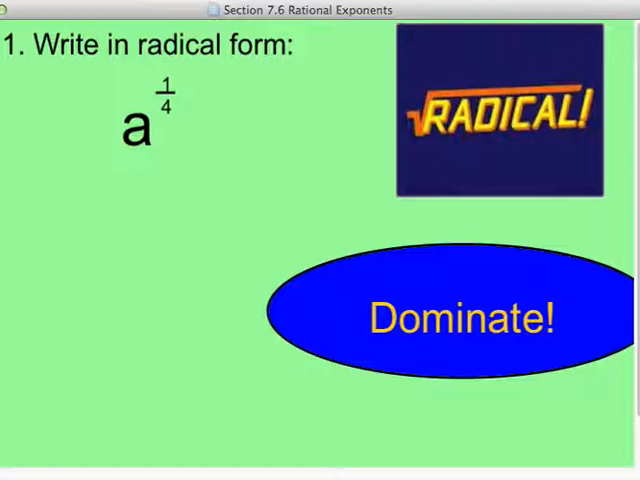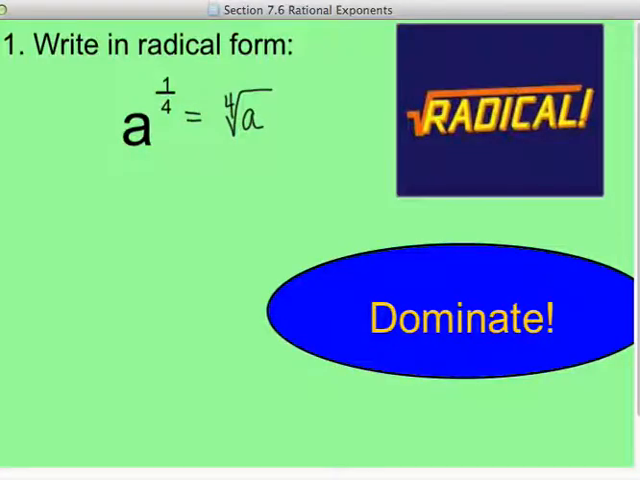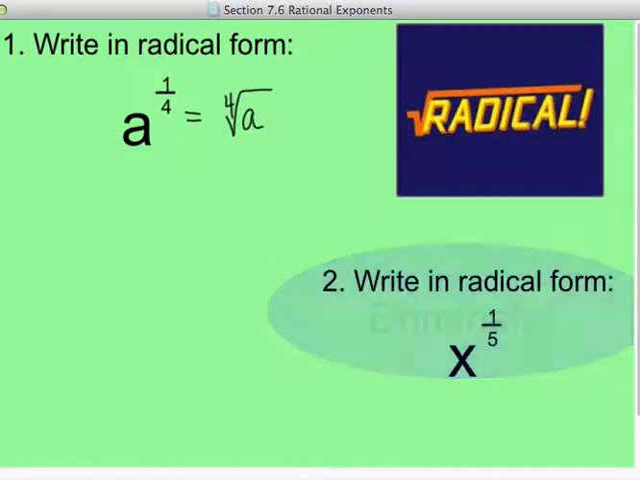Write in radical form. So in order to do a to the 1/4, this is really just the 4th root of a. The next one is to write in radical form x to the 1/5 power. Well, I would just write that one as the 5th root of x.